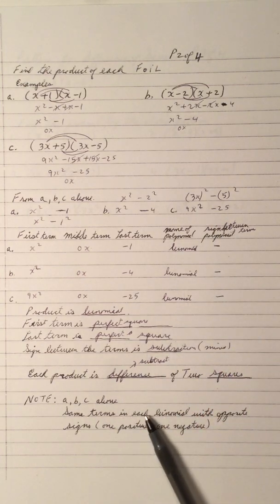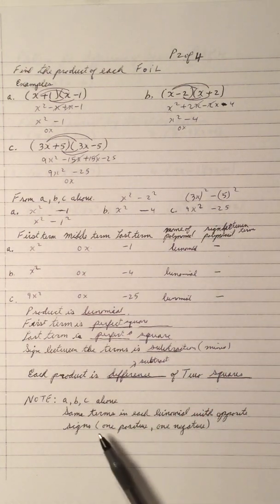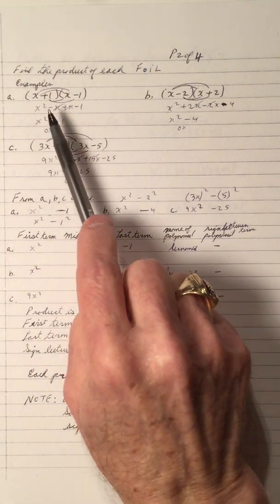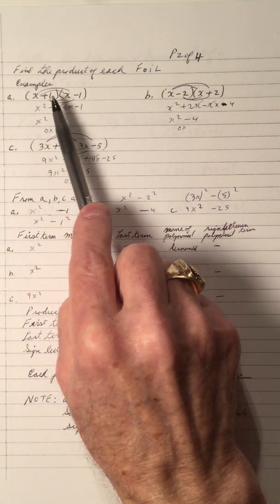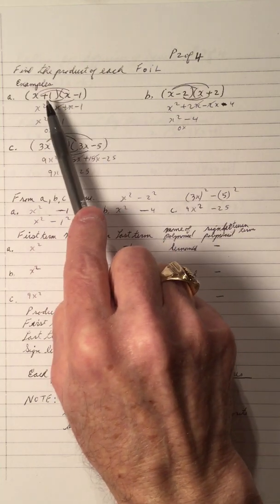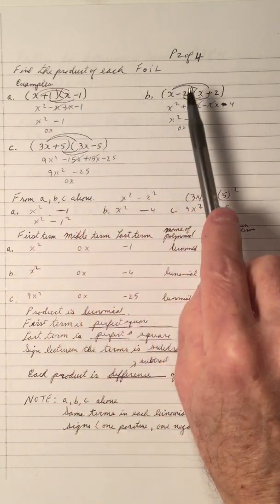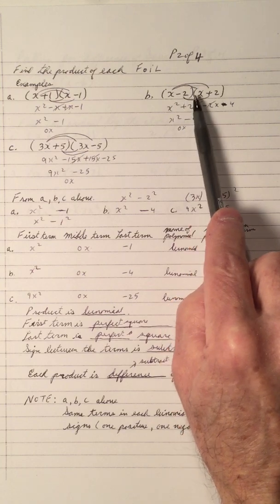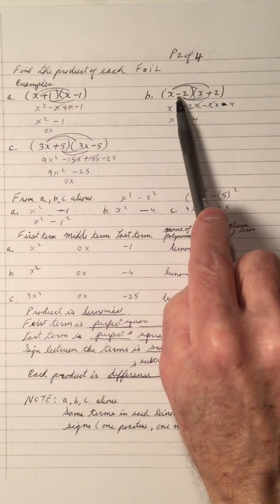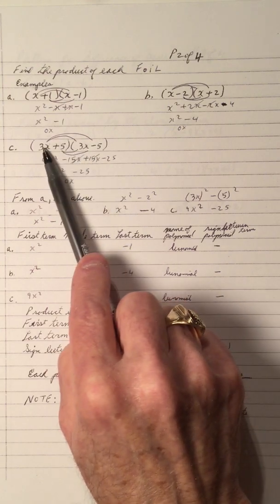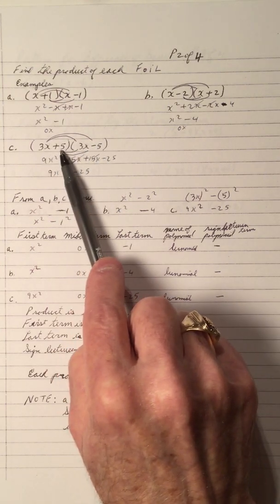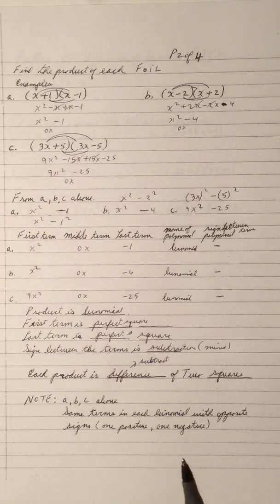The same terms in each polynomial are separated by opposite signs. So notice that we have x plus 1, x minus 1. They're the same two terms, x and 1, separated by a plus and a minus. They're the same two terms, x and 2, separated by a plus and a minus. They're the same two terms, 3x and 5, separated by a plus and a minus.